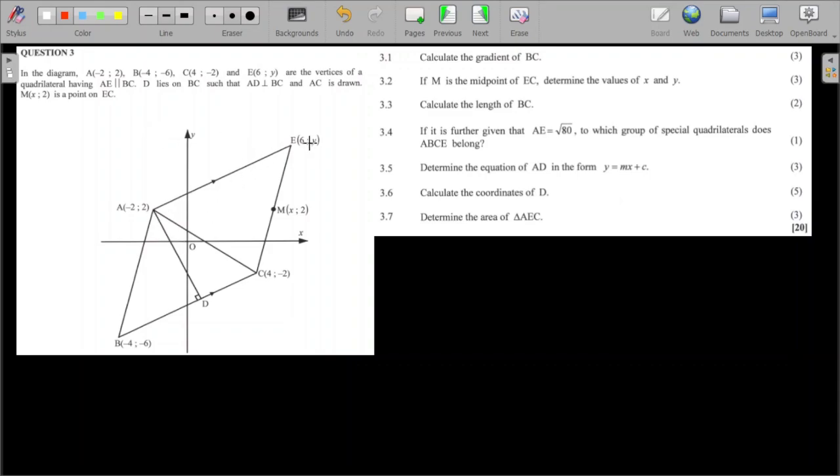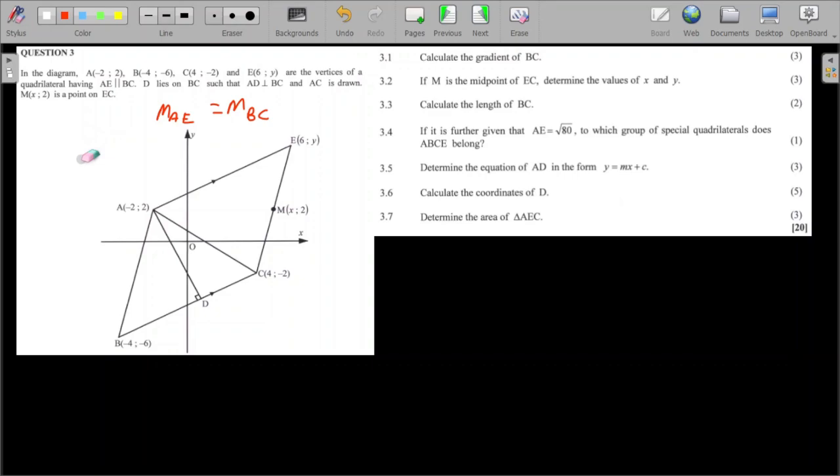AE is parallel to BC. That is very important information based on the gradient. If the lines are parallel, the gradient of AE is going to be equal to the gradient of BC. This is very, very important information.